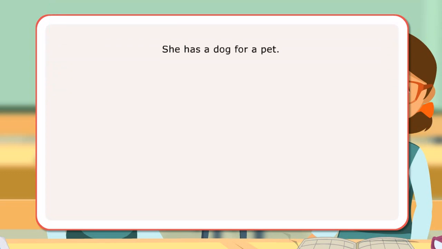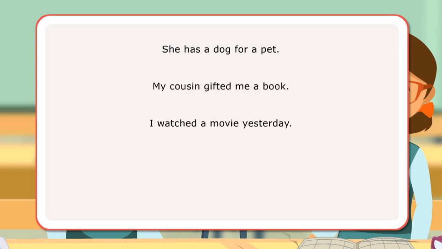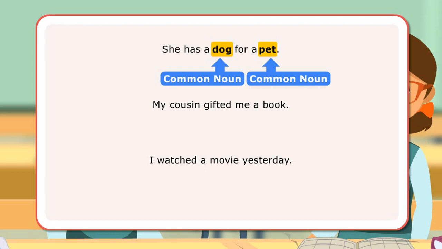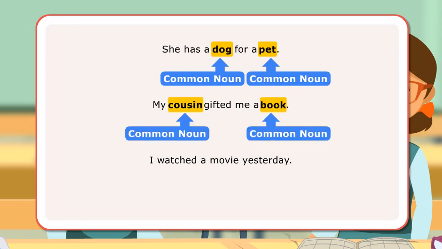She has a dog for a pet. My cousin gifted me a book. I watched a movie yesterday. In the first sentence, dog and pet are common nouns as they refer to a general class. In the next sentence, cousin and book are common nouns as they do not refer to any specific person or thing. In the third sentence, movie is a common noun as it does not speak of any particular movie.